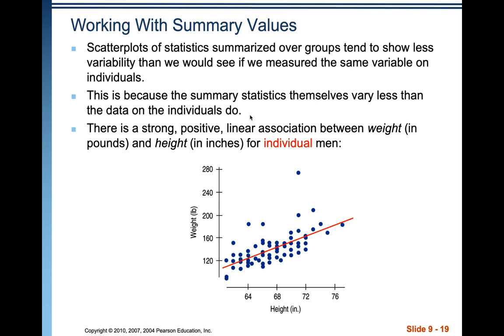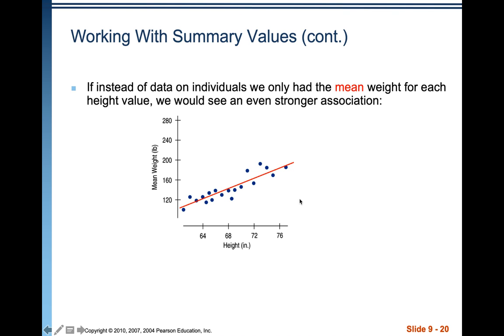So here we see that we've got a strong positive linear association between weight in pounds and height in inches for individual men. So here we go. There's a good overall positive linear trend. There's one possible outlier. Let's look at what happens when you do the mean weight for each height value.